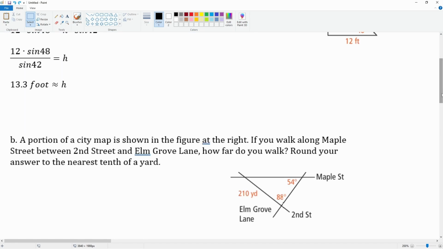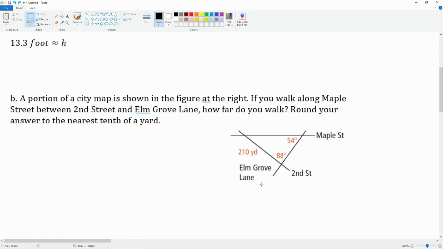That's basically the law of sines. Now you're trying to do this. The question is asking for the length of Maple to 2nd Street. But for us to use the law of sines, you need to know the angle opposite it. So you need to actually know this angle, but we don't have it. Yes, you do. If you use your triangle sum, you know that the angles inside a triangle add up to 180. So 180 minus 88 minus 54 gets you 38.